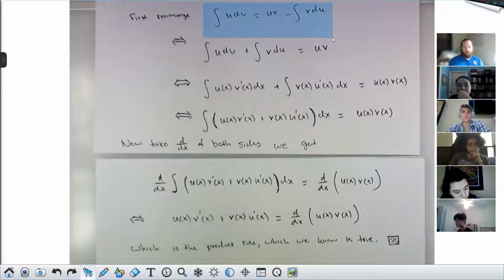So integration by parts is true if and only if the product rule is true. And we know the product rule is true. So the integration by parts formula must be true. In other words, you can do this. This is a valid thing to do. Neat, right?